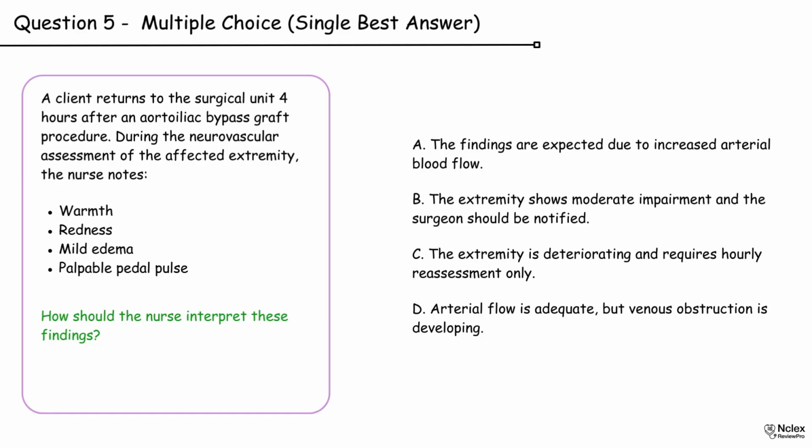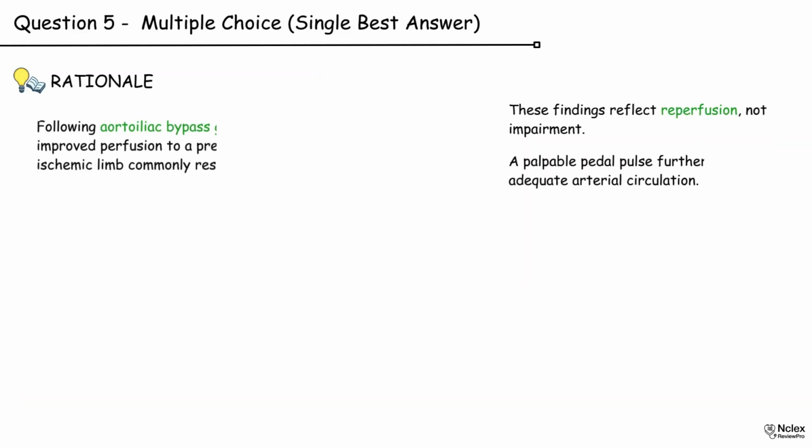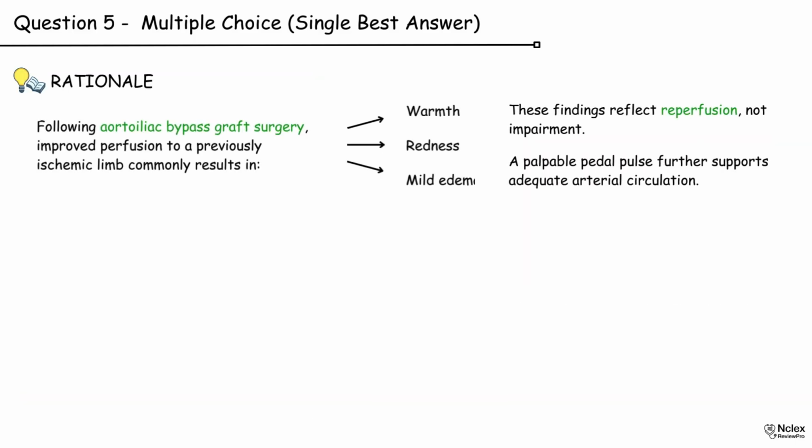The correct answer is option A. The findings are expected due to increased arterial blood flow. Now, let's reason through this carefully. An aortoiliac bypass graft restores circulation to a limb that previously had reduced arterial perfusion. When blood flow returns, you often see warmth. You often see redness. You may see mild edema. Why? Because vessels that were chronically constricted now dilate.